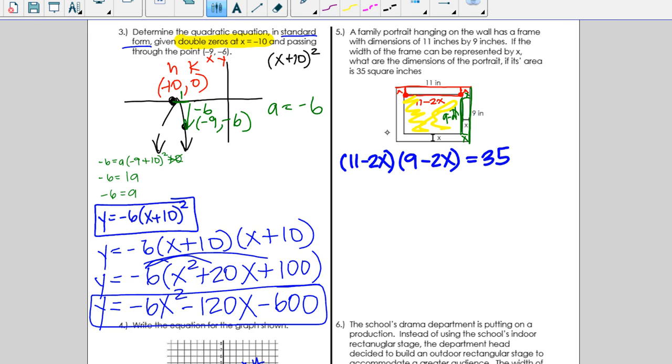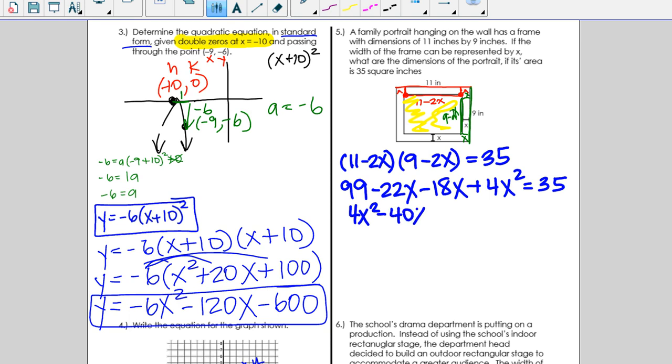So we have 11 times 9, so 99, negative 22X minus 18X, and then plus 4X squared equals 35. So if we clean that up quite a bit, we have 4X squared, negative 22 minus 18 is negative 40X, and then we have plus 99 equals 35. So again, we can't solve unless one side's equal to 0. So subtract your 35 over.